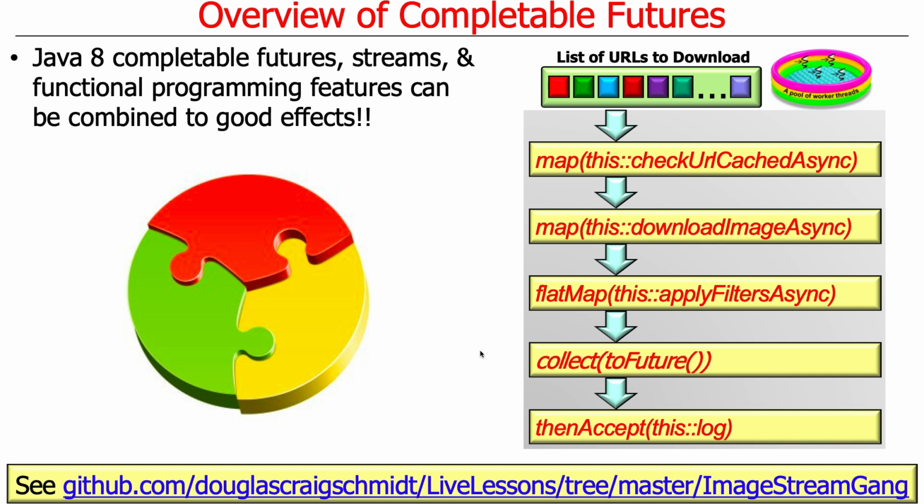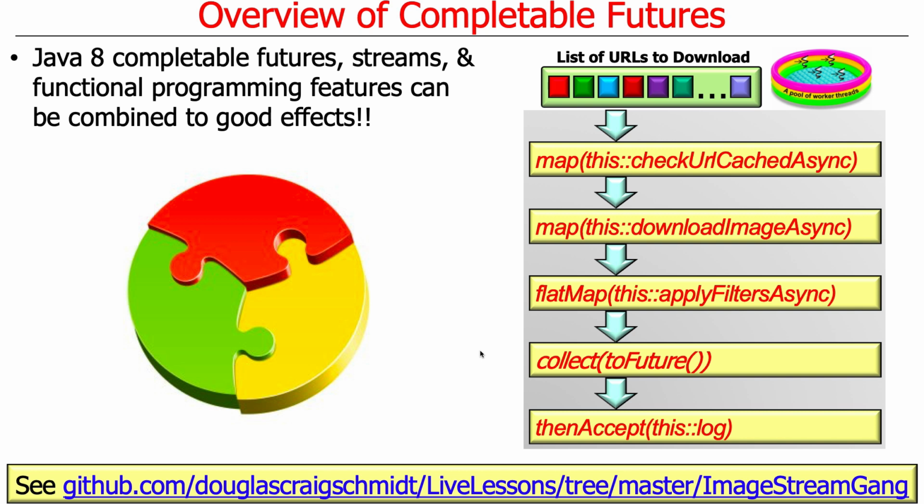Another thing to note here, just as a side remark, and we'll come back and look at this in much more detail later, it's really powerful to combine completable futures, sequential streams, and functional programming features like method references or lambda expressions. And here's an example that we'll talk about called the ImageStreamGang program. You saw the parallel streams version of this a week or two ago.